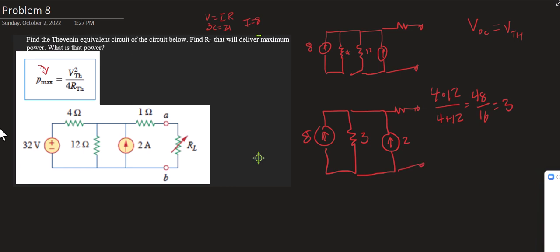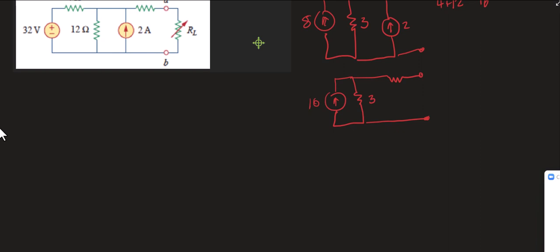Okay, now here's the crazy thing about current sources in parallel. You can add current sources in parallel. So an 8 amp current source and a 2 amp current source, I can just add those and get a 10 amp current source, if they're pointing in the same direction. If they were pointing in opposite directions, I would subtract them. And now I have a current source and a resistor in parallel, and I can use source transformation to change it to a voltage source and resistor in series.